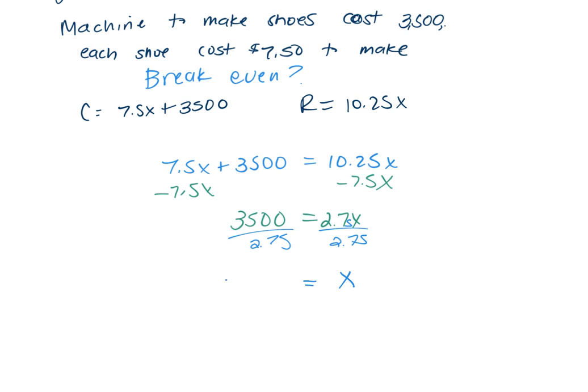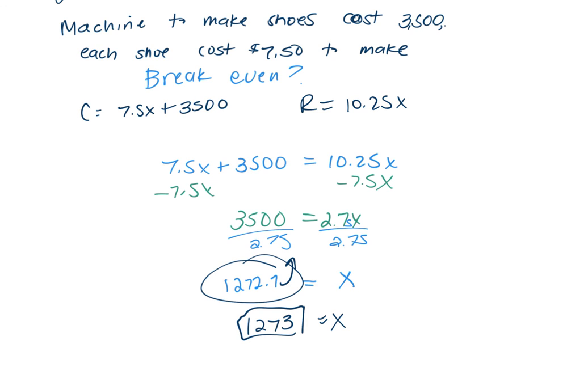So this is 1,272.7. Remember, it doesn't matter what that decimal is. What do we do with break even? Round it up. Even if by the rules of rounding it would have gone down, we round it up. So that's how much you would have to sell. You set up your revenue, you set up your costs, and you set them equal to each other.